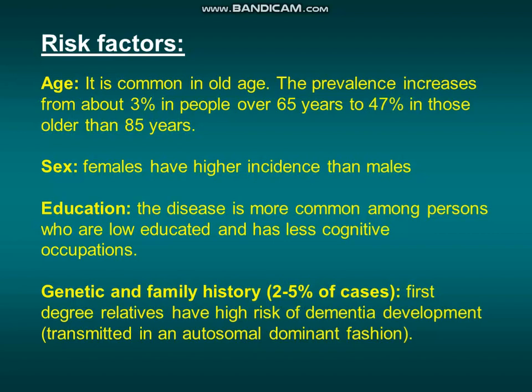Education. The disease is more common among persons who are low educated and have less cognitive occupations. Genetic and family history. In about 2 up to 5% of cases, first degree relatives have high risk of dementia development, and it is transmitted in an autosomal dominant fashion.